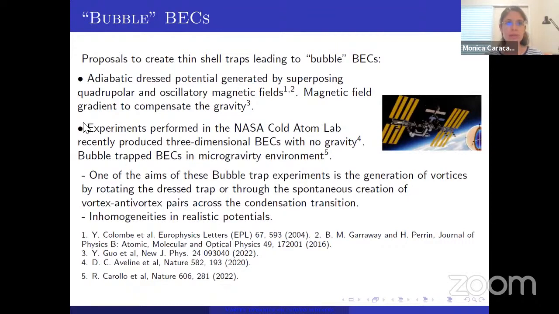Let's summarize a little bit what bubble traps are. I think you have already had a very nice talk from Nathan Lundblad about these traps. Just a brief description: the purpose of creating these thin shell traps, bubble traps, is achieved by an adiabatic potential that can be generated by static magnetic fields, the usual quadrupole traps, and radio frequency fields that are coupling. And this radio frequency technique is basically the same one that you use for evaporative cooling. These are the ingredients to produce those magnetic fields to trap your atoms in a bubble shape.